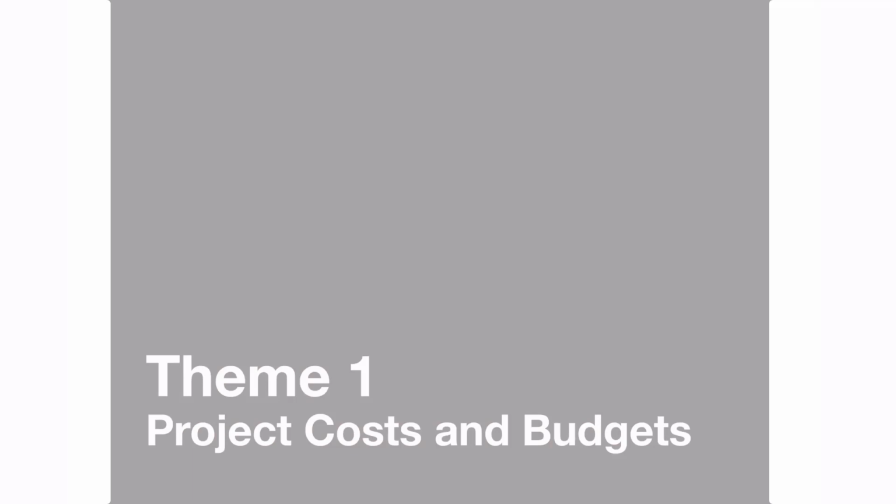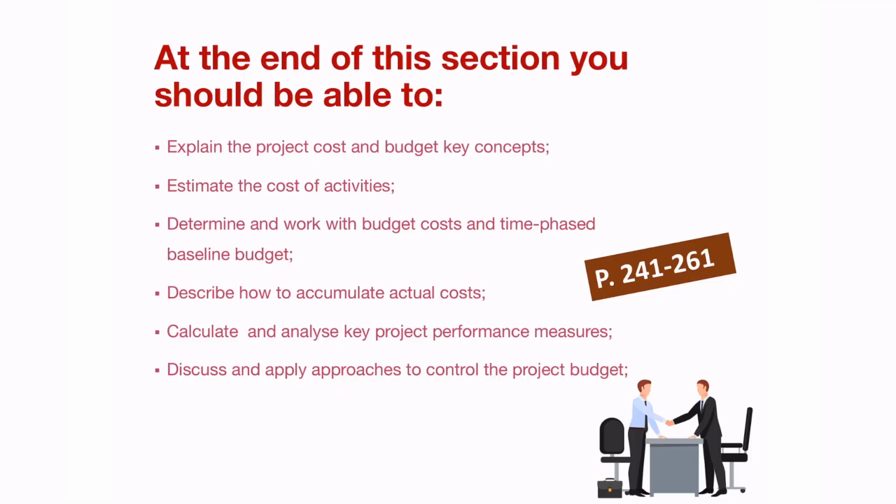So our first part of the chapter deals with project costs and budgets, and after you've done this part of the chapter, you should know and explain the difference between project cost and the key budgeting concepts, estimate the cost activities, determine work with budgeted cost and time phase baseline budgeting, describe how to accumulate actual cost, calculate and analyze key project performance measures, and discuss and apply approaches to control the project budget. So let's get going.